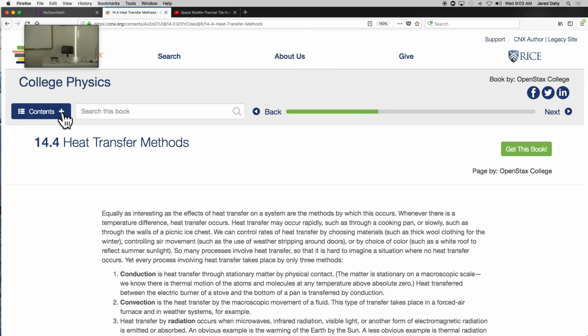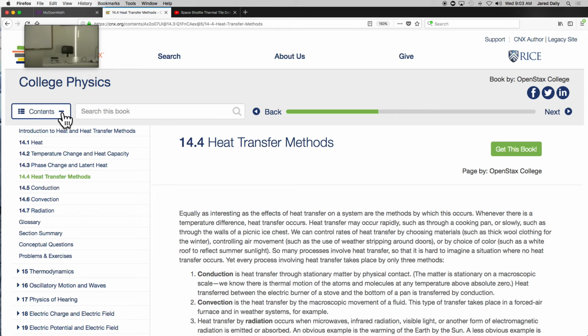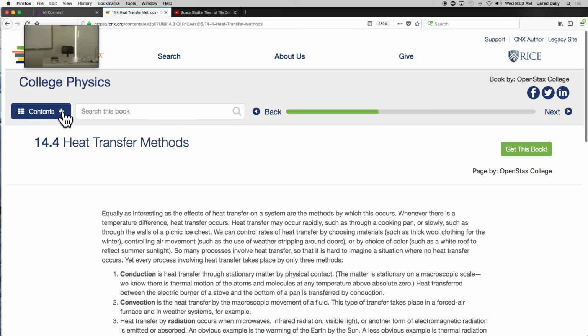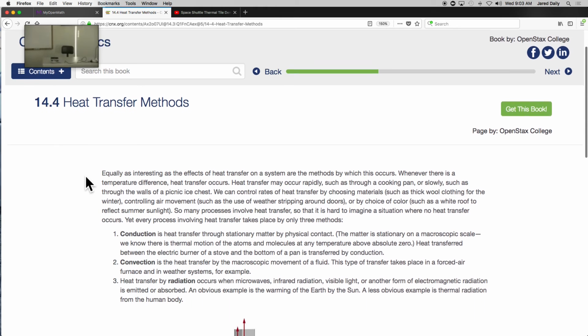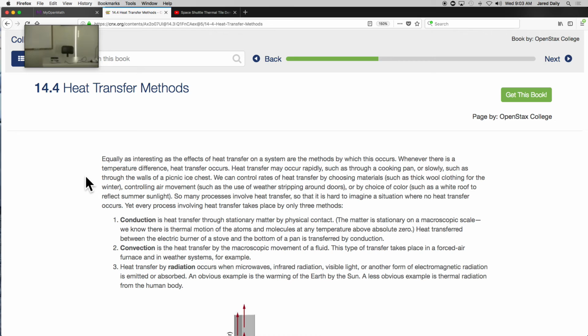So today we're going to finish up chapter 14, heat transfer methods. Essentially, we're going to learn how heat moves from one place to another. It's fairly straightforward. We have three different methods for heat transfer: conduction, convection, and radiation.